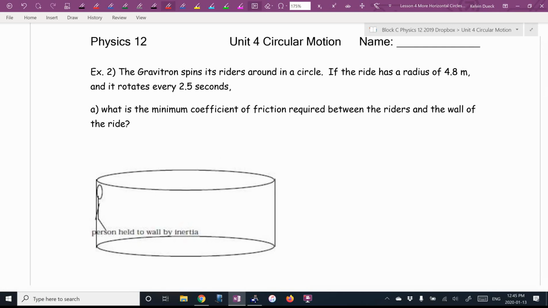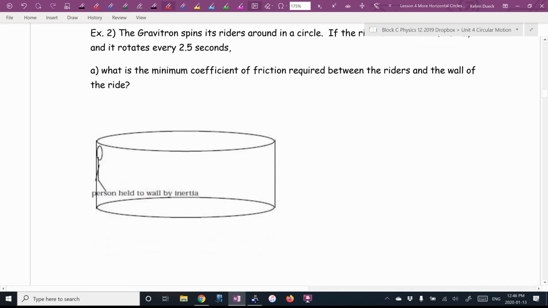Alex, what's it asking me to find? The minimum coefficient of friction. It wants me to find mu. Which means there's definitely going to be friction in my free body diagram, and I'm pretty sure I'm going to do a free body diagram. They gave me a lovely picture here. Let's do a free body diagram.